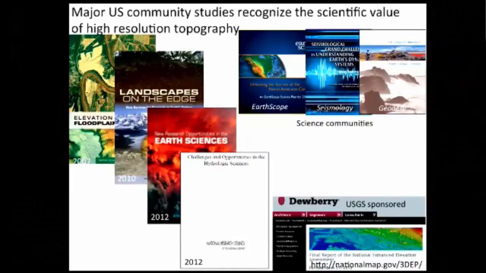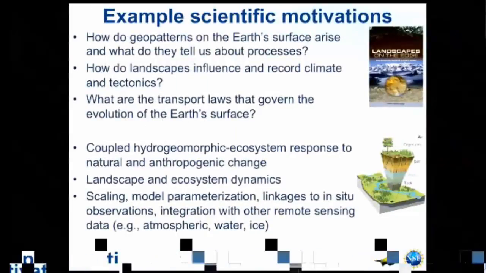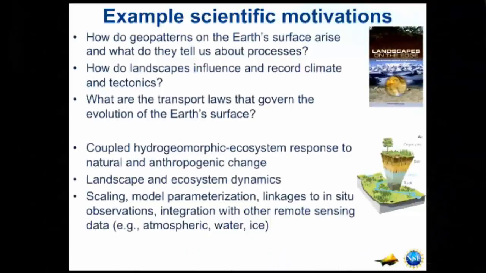Okay. So, example scientific motivations. How do geopatterns on the Earth's surface arise, and what do they tell us about processes? How do landscapes influence and record climate and tectonics? What are the transport laws that govern the evolution of the Earth's surface? So these would be pretty basic geomorphic questions that come from landscapes on the edge.